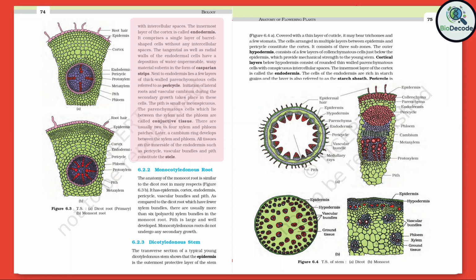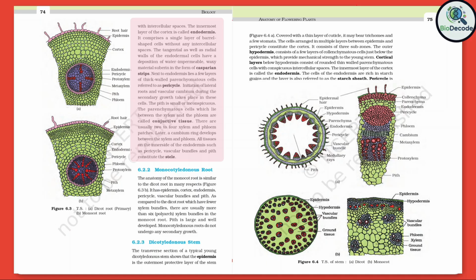The tangential and radial walls of endodermal cells have a deposition of a water-impermeable, waxy substance known as suberin, forming the Casparian strip. Next to the endodermis lie a few layers of thick-walled parenchymatous cells called pericycle. It is in these pericycle cells that lateral roots and vascular cambium originate during secondary growth. The pith is small or inconspicuous. The parenchymatous cells lying between the xylem and phloem are known as conjunctive tissue. There are usually 2 to 4 xylem and phloem patches.